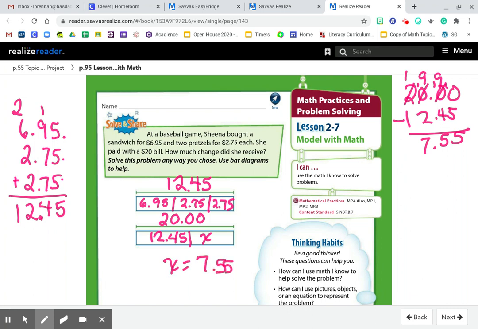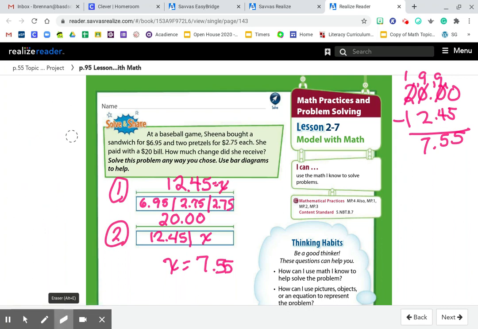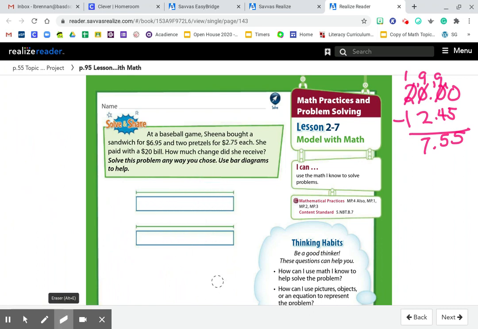So that is using the bar diagram to help us organize our thoughts. So we had two problems. First, we had to find out how much she spent. That was our unknown value, which we figured out. And then we had to find out what her change was. So that is applying the strategy of adding and subtracting decimals. Okay, moving on.